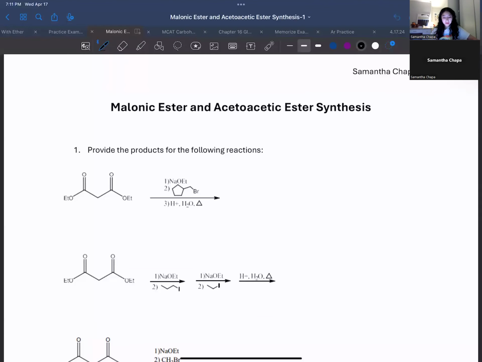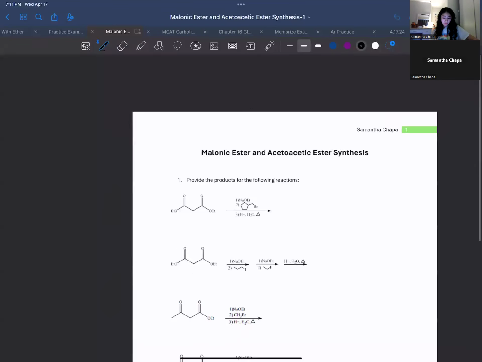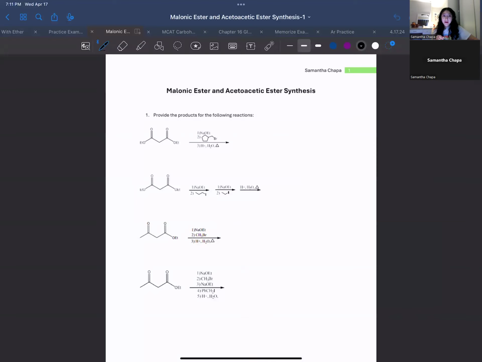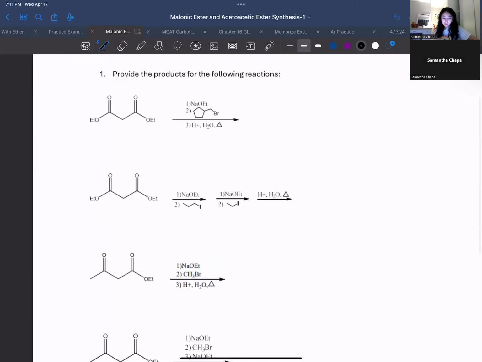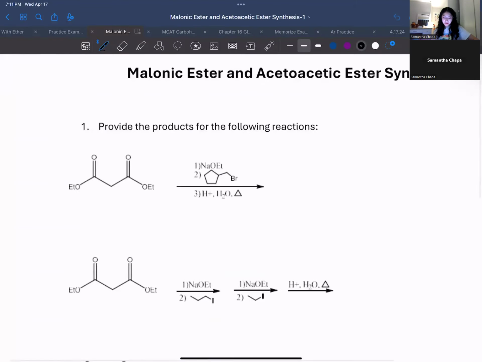Hey everyone, we're going to be going over the malonic ester and acetoacetic ester synthesis. There's 4 questions on here and I already sent them out to the class, so make sure that you work on them before we start. So let's begin. Provide the products for the following reactions.